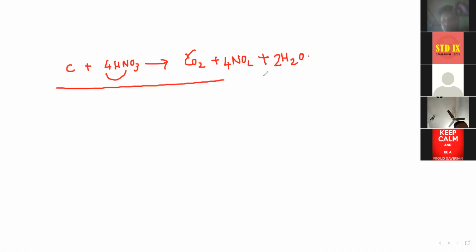C plus 4HNO3 will be having CO2 plus NO2, don't say MO2 by any mistake, and we are having H2O. So as I told you, C is 1, so CO2 will be 1. As there are 4 nitrogen, here we will be having 4 NO2. There are 4 hydrogen, so here we'll be having 2 H2O. The equation is perfectly balanced.